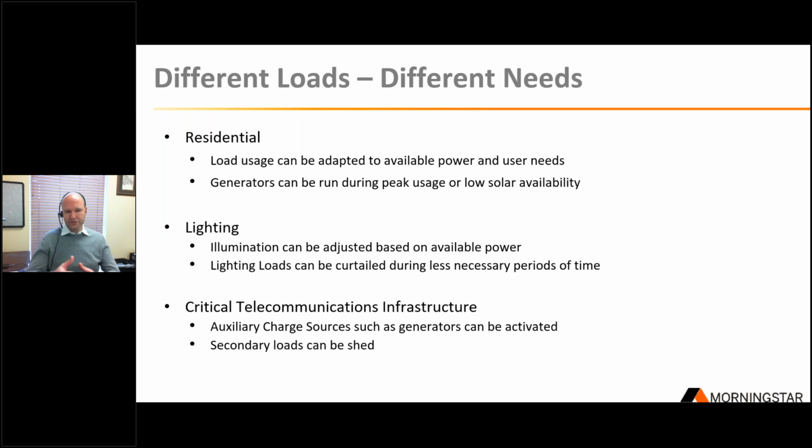So those are a very high priority load that you're going to want to take into account. Those also have auxiliary controls such as generators that can be turned on to prevent a load disconnect. And lastly, as with lighting, there can be secondary loads that aren't quite as important that can be turned off first, leaving only your most important loads in operation.